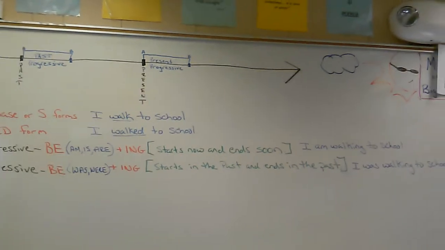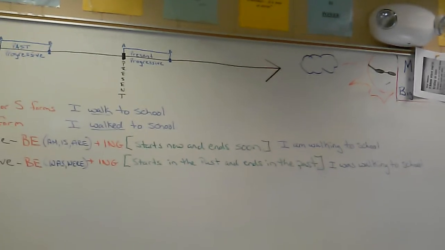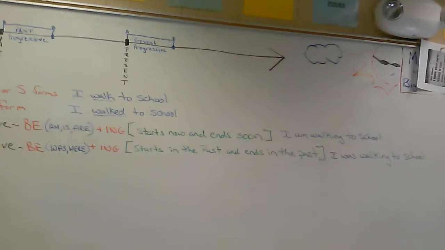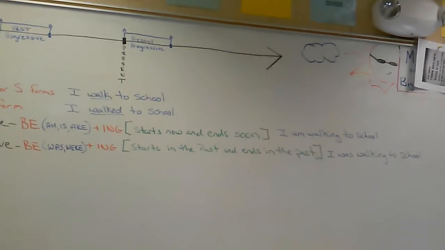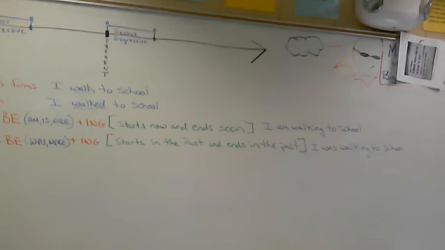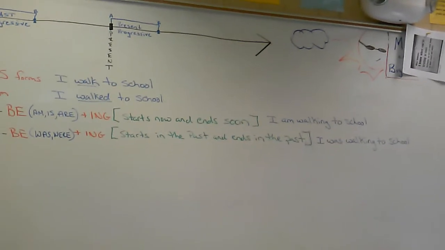Now, if you look over here, starts now and ends soon. That is what the present progressive tense is. The present progressive is it starts now, it's ending soon. In other words, I am walking to school. When is it going to end? When I get to school.